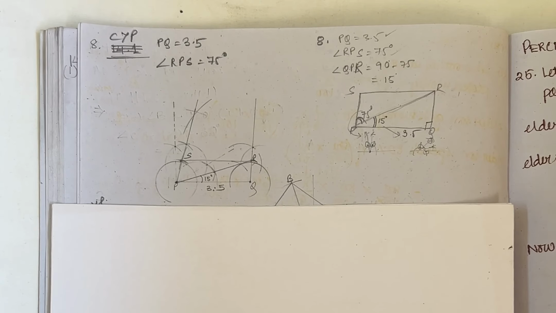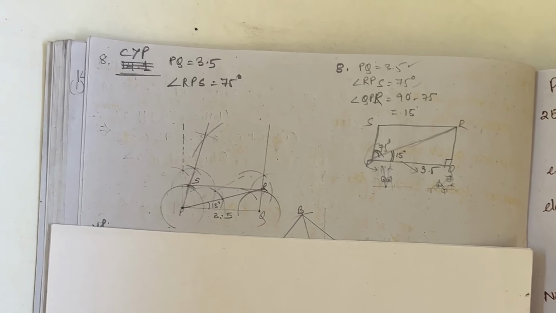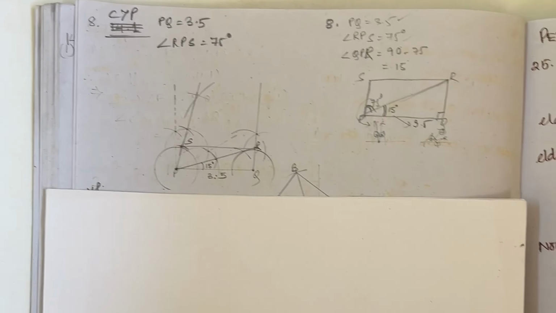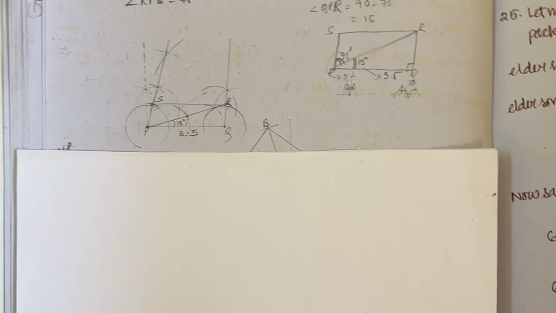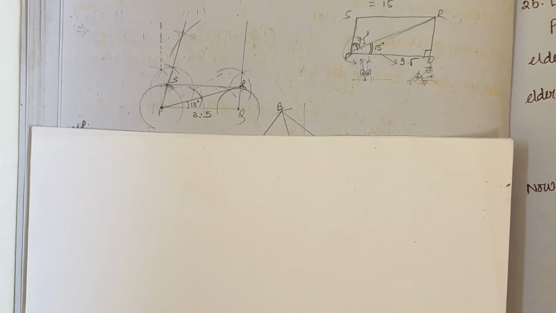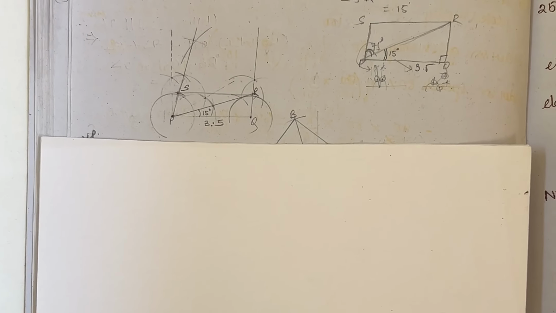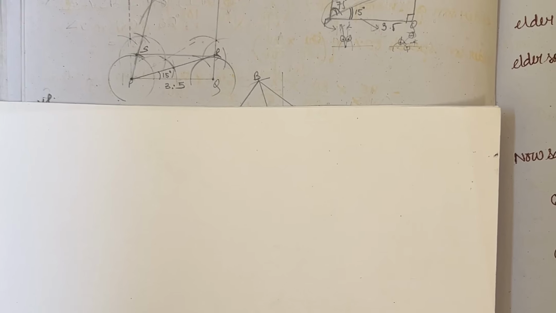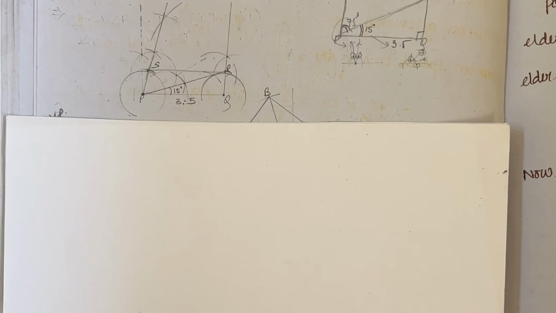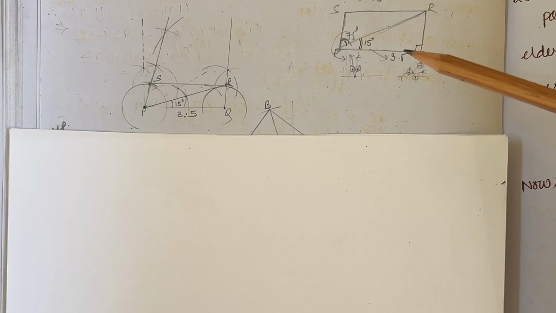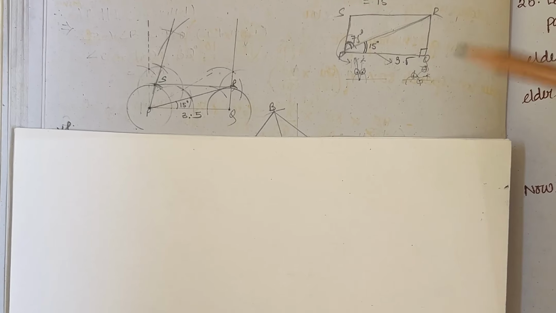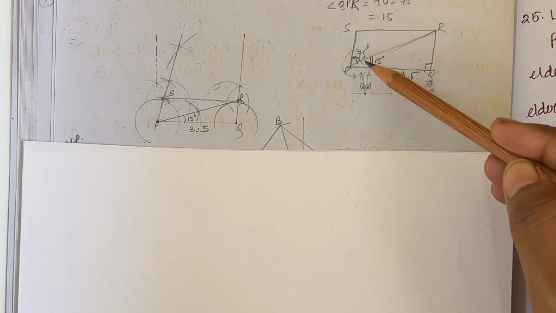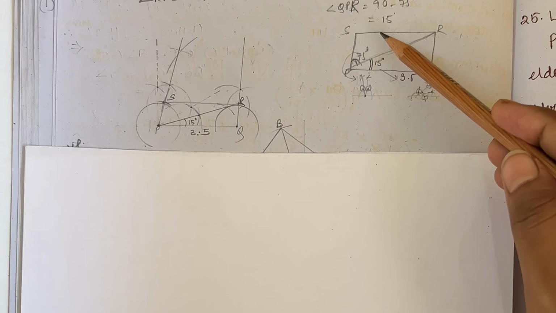We are going to do sum number 8. This is a bit more difficult sum than the rest of the sums of this chapter, because here it needs a slight bit of understanding. So understand the sum quite well. Here we need to construct a rectangle PQRS, where PQ is given as 3.5. Now angle RPS, till this angle, is given as 75.